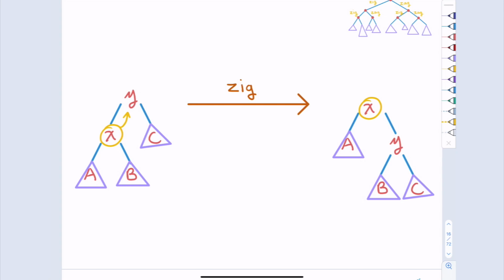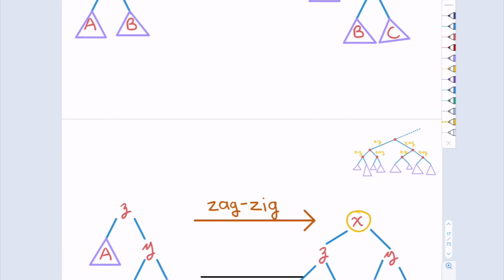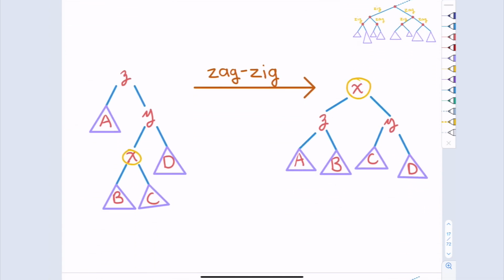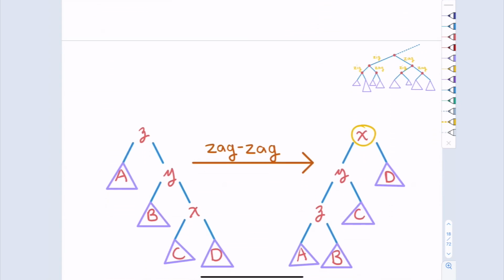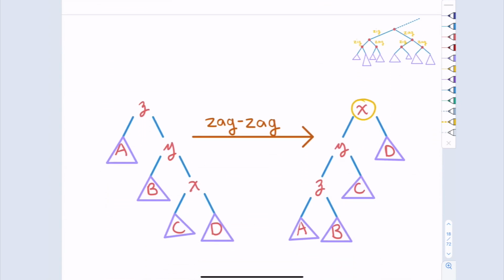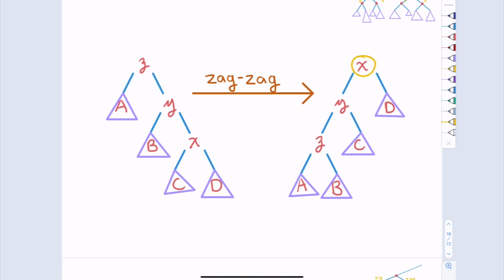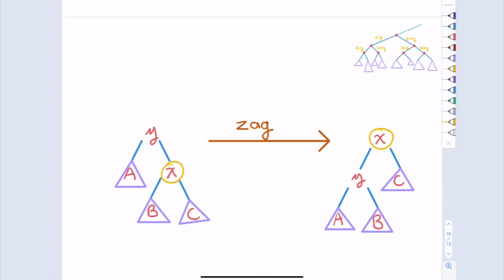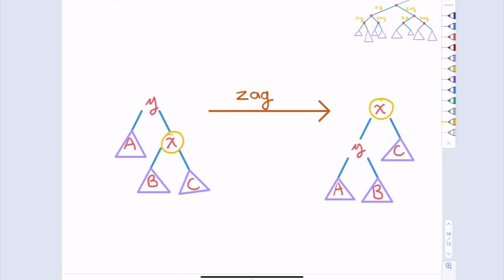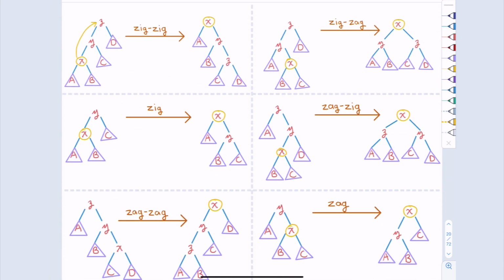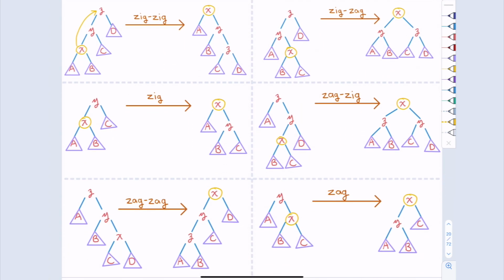So there are three symmetric cases. Zag Zig is just a mirror image of Zig Zag, Zag Zag is a mirror image of Zig Zig, and Zag is a mirror image of Zig. So here would then be 6 rotations, I believe.